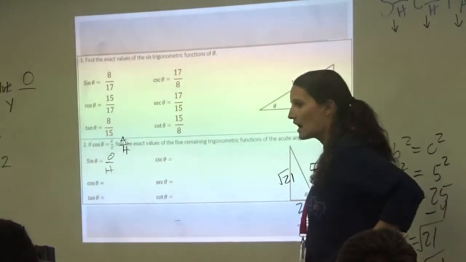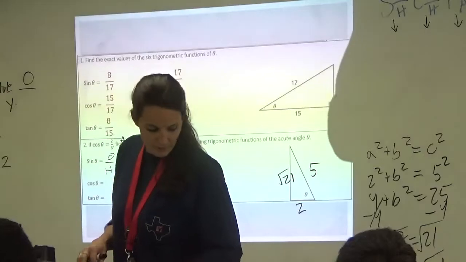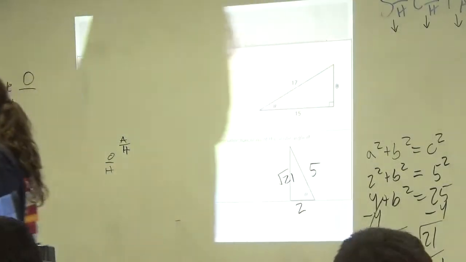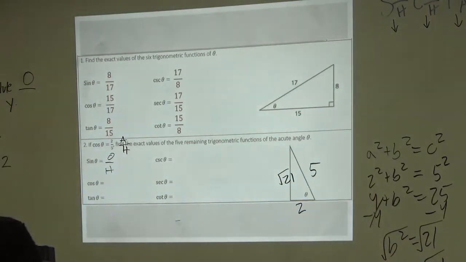Okay. Now that you have all 3 sides, if you haven't already, I want you to go ahead. I'm going to give you another minute while I pass out tickets to write down all 6 of these trig functions using those labels, okay?